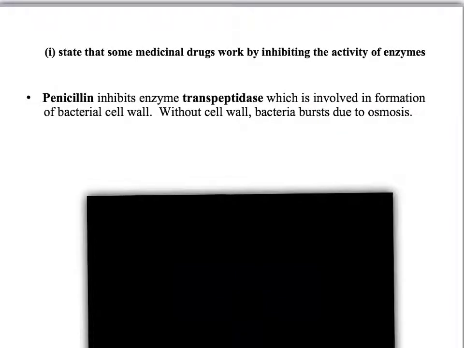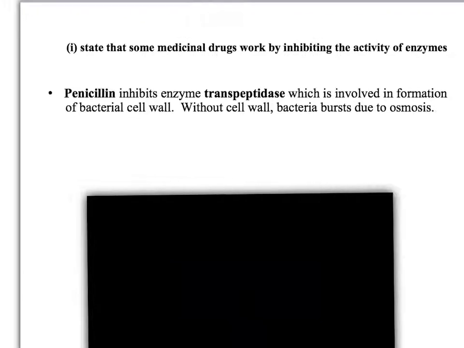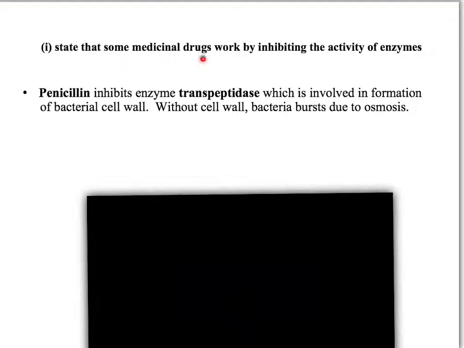Moving to the next one. This one you've got to state that some medicinal drugs work by inhibiting the activity of enzymes. There's lots of drugs that work in this way, and some blood pressure controlling drugs called ACE inhibitors, angiotensin converting enzyme inhibitors, are inhibitors. We've got some neuroactive drugs, monoamine oxidase, MAO inhibitors. But the one I've hit upon here, which is mentioned in all the textbooks, is penicillin, a drug you've all heard of before.